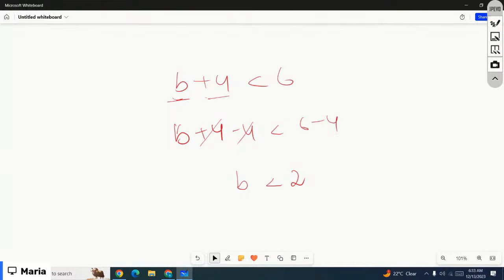So you have to do two things. The first one is you have to isolate the variable. How do you isolate the variable? You need to undo all the operations that are on the side of the variable, right?